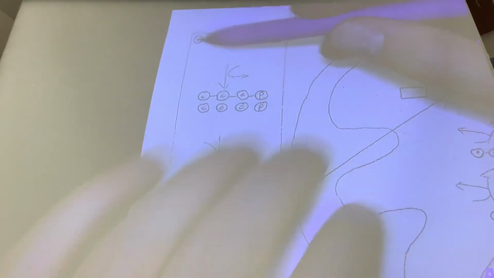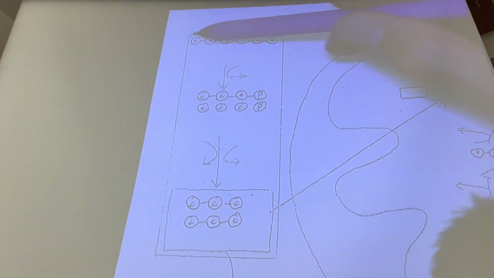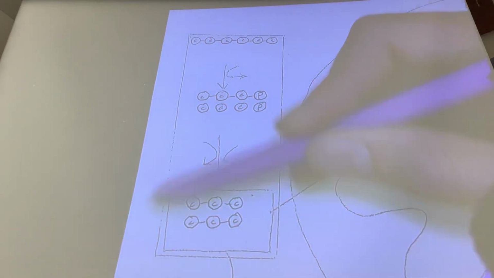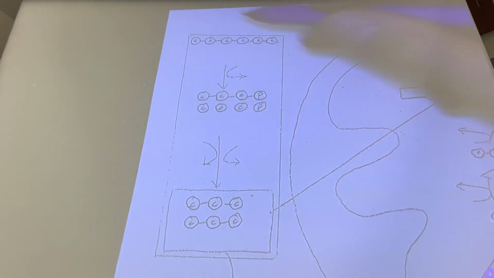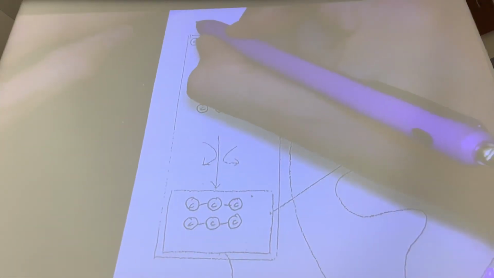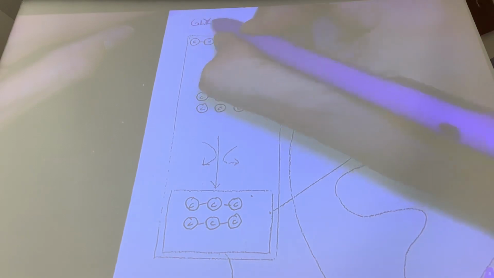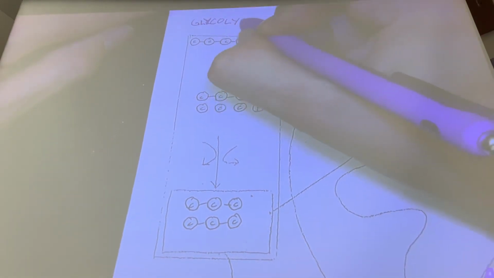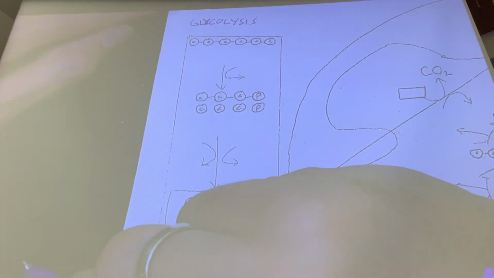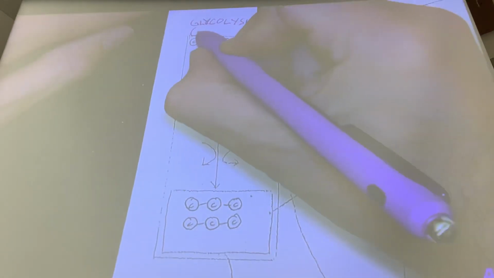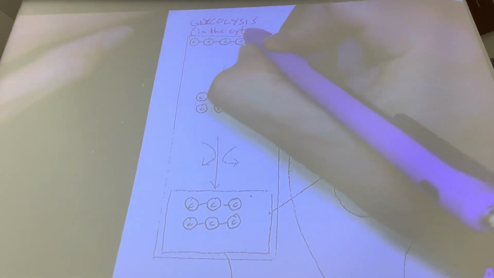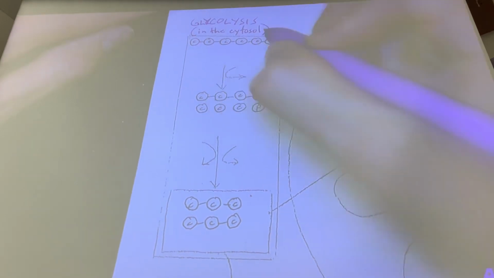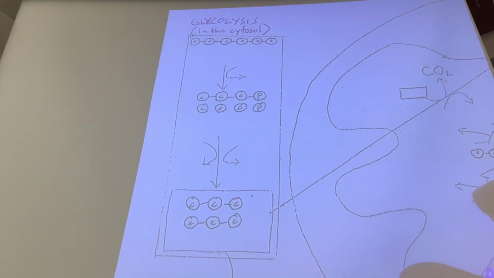There's a reason why this is not inside of the mitochondria. Oh, big brain. All right, big brain time. So, glycolysis is in the cytosol, not in the mitochondria.